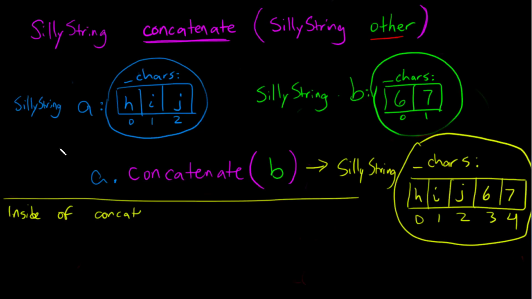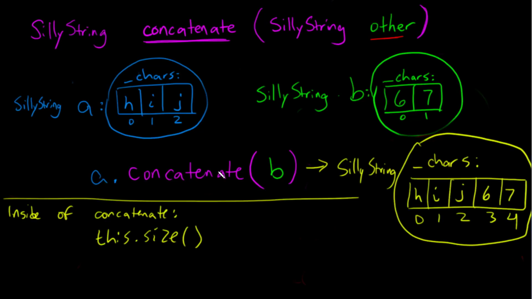So remember, inside of concatenate, we are working inside of the silly string class, and we're talking about what any silly string does when you call the concatenate method on it. So when you call the concatenate method, if you want to call another method on the same object that this method was called on, so in this case we're saying, I want to call a method on myself, you would say this.size.